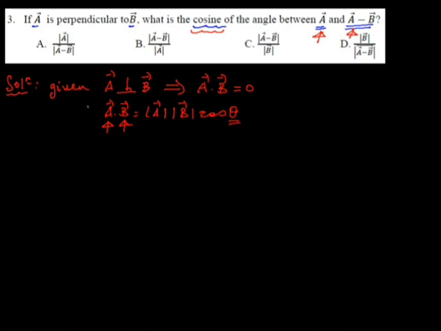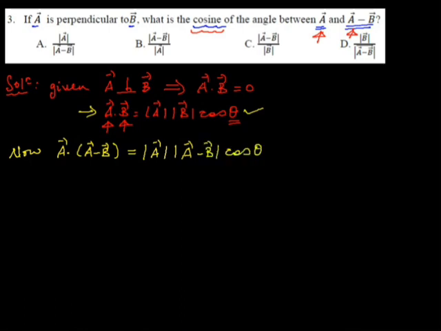So we will use this formula. Now the dot product of A with A minus B is defined, according to this definition, as the magnitude of vector A times the magnitude of A minus B times cosine of the included angle. This theta is the angle between A and A minus B.